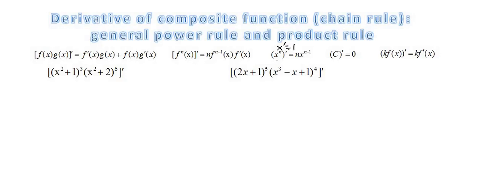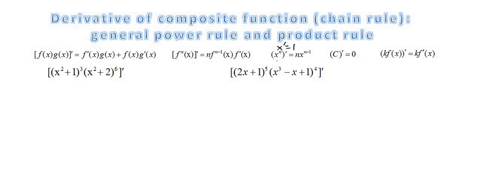And here we have a very special case. The derivative of x equals 1. And the fourth one is the derivative of a constant equals 0. And the last formula is about the constant multiple rule. So we can pull the constant out of the derivative.